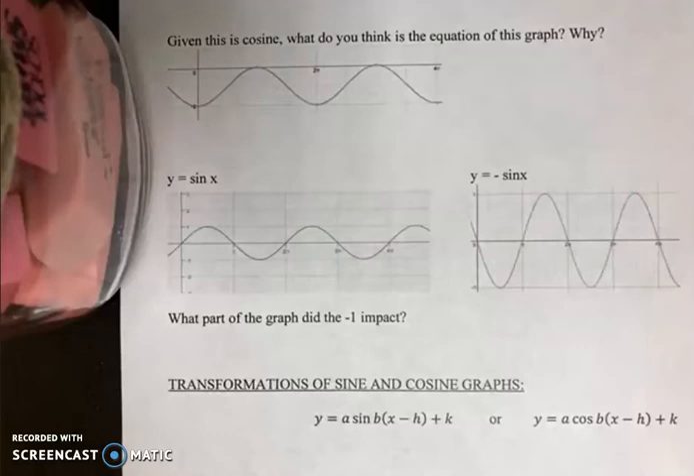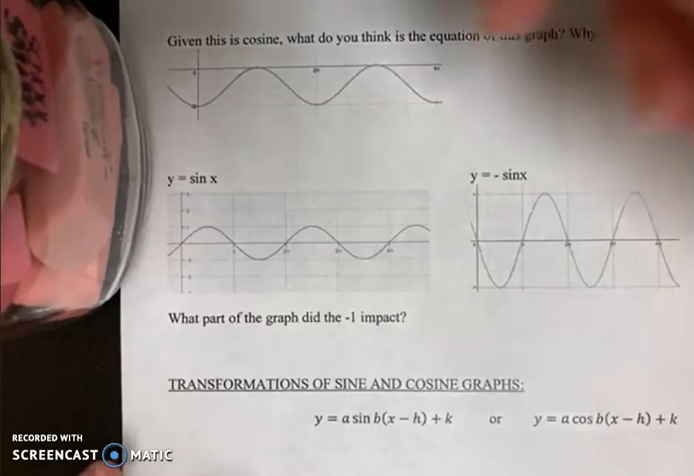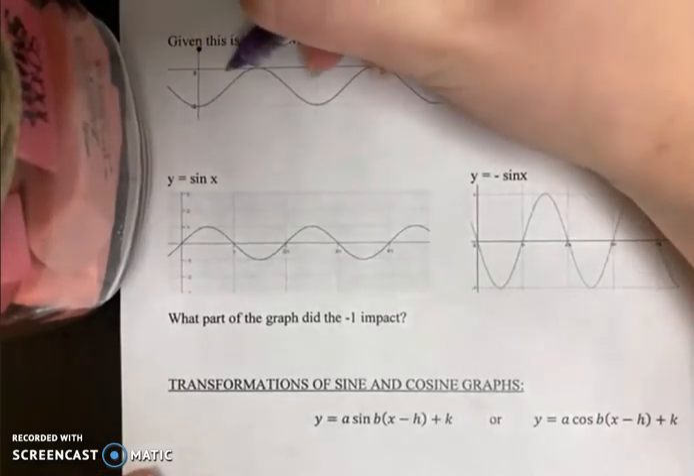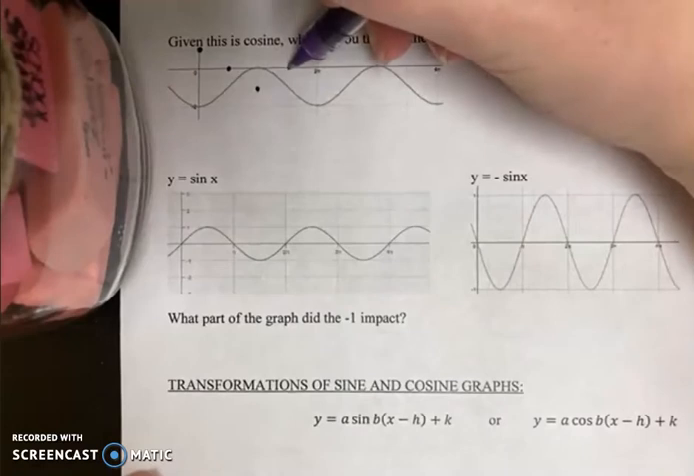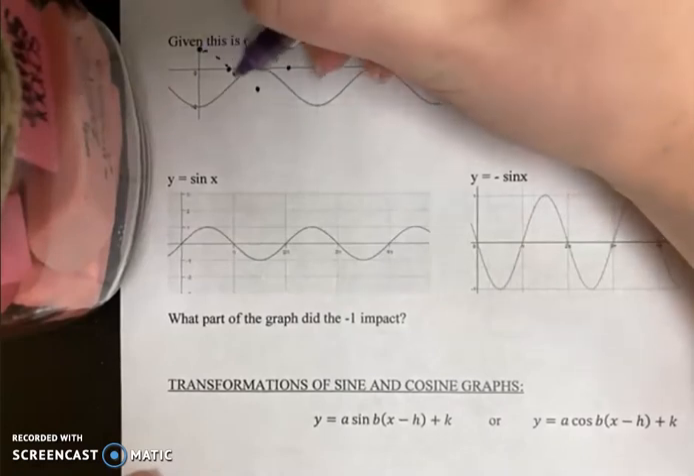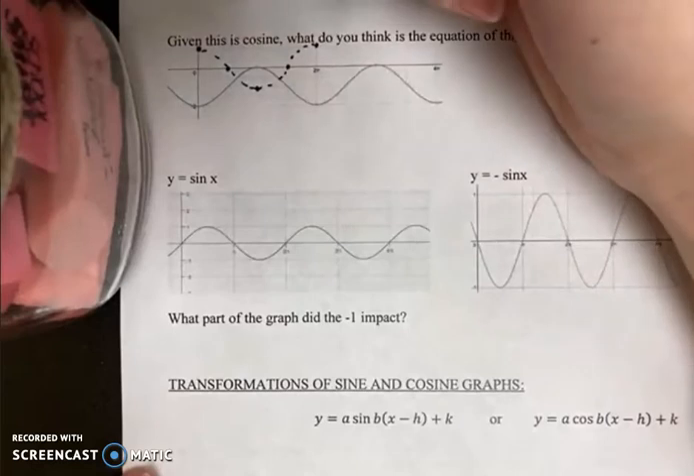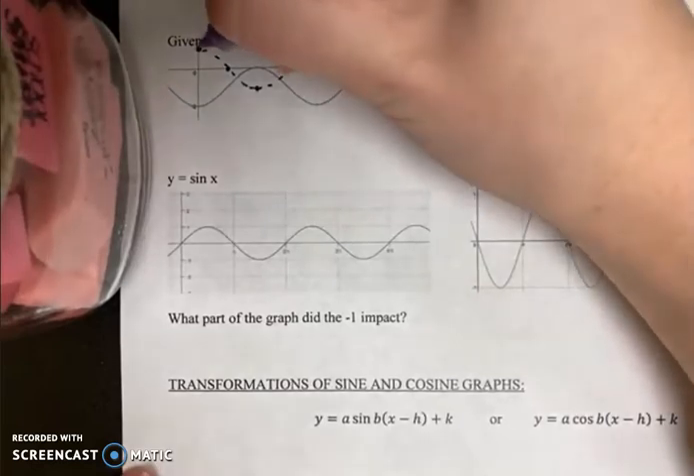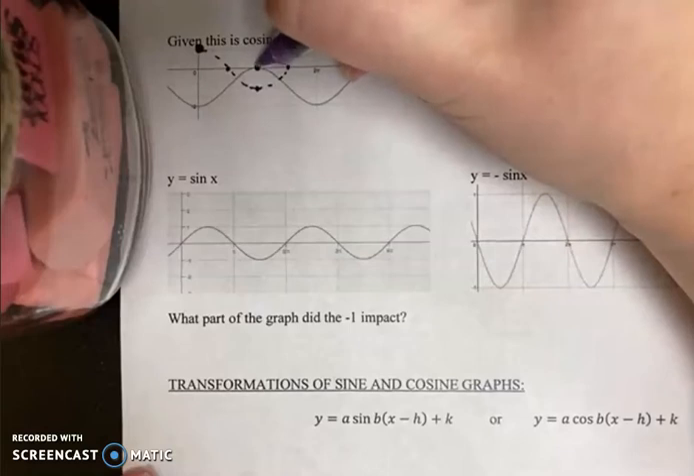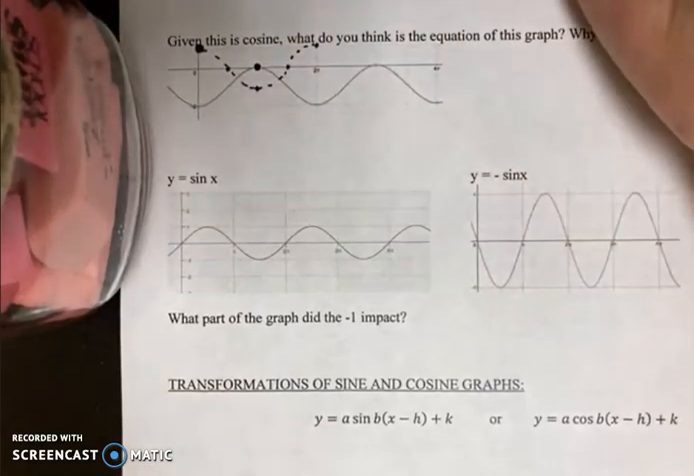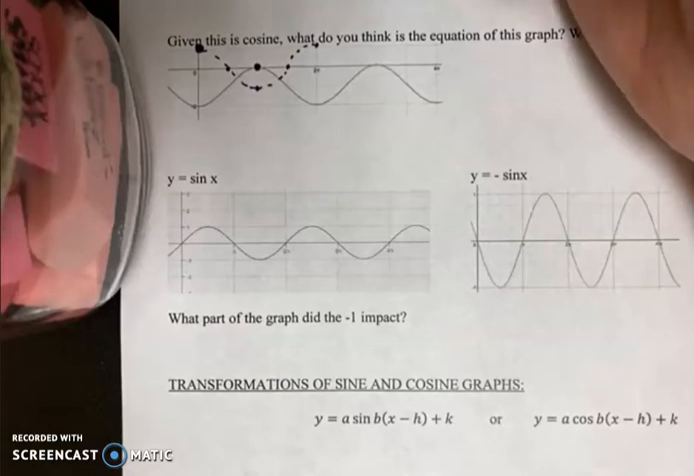This next question says, given this is cosine, what do you think the equation of this graph would be and why? Honestly, there's multiple answers for this one. It kind of depends how you see it. What I like to do is I graph a picture of my parent function. That just makes it easier for me to visualize what's happening here. So let's say I wanted to get from, I don't know, this maximum right here to this maximum right here. Some sort of transformation would have had to have taken place.